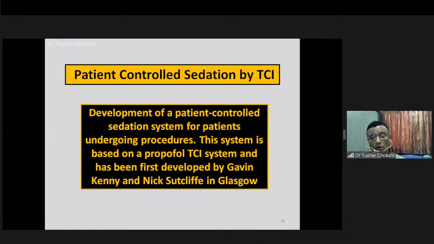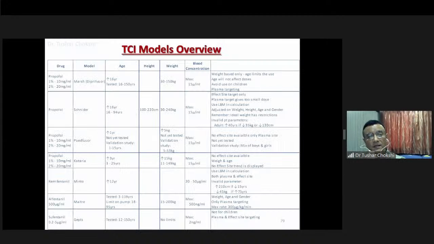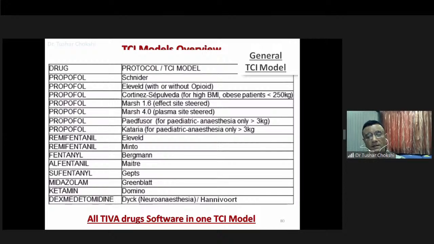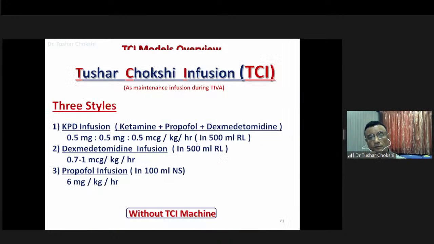Even in Glasgow, there is patient controlled sedation by TCI, like patient controlled analgesia. Patient controlled sedation by TCI was developed recently, in 2022. And these are the models available. This is a general purpose model: one TCI pump for all the drugs with different drug software. I had developed an infusion without a TCI machine, which I have been following for the last 10 years: the KPD infusion, ketamine, propofol, dexmedetomidine infusion, and propofol infusion in the range you can see.